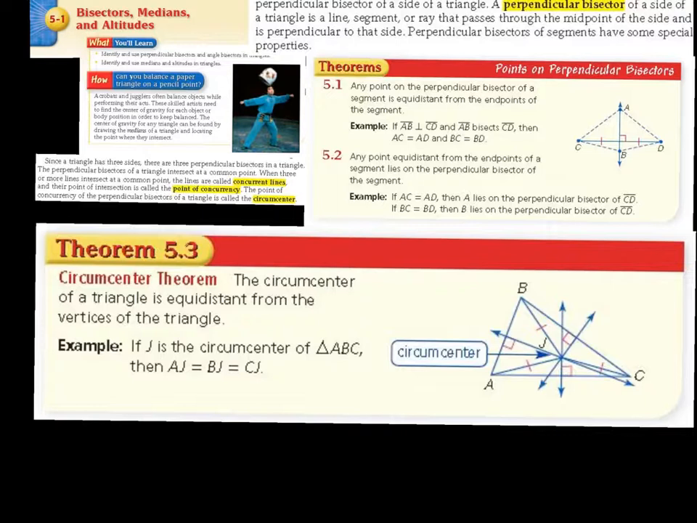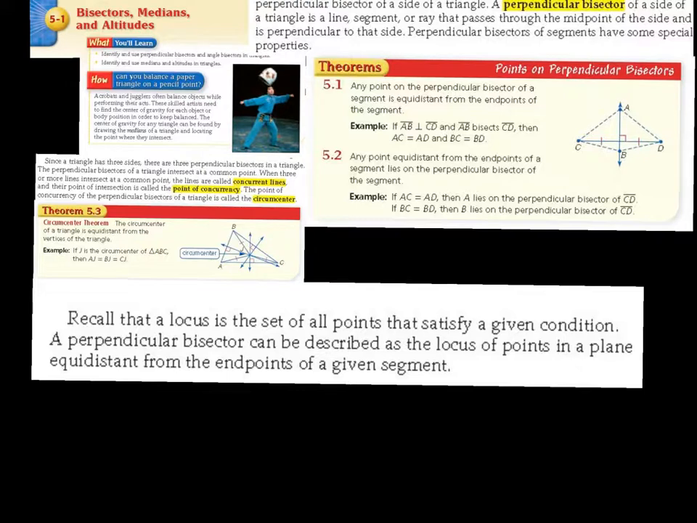Theorem 5.3 is a circumcenter theorem. It states the circumcenter of a triangle is equidistant from the vertices of a triangle. So if J is the circumcenter of triangle ABC, then AJ is equal in length to BJ is equal in length to CJ. A locus is the set of all points that satisfy a given condition.